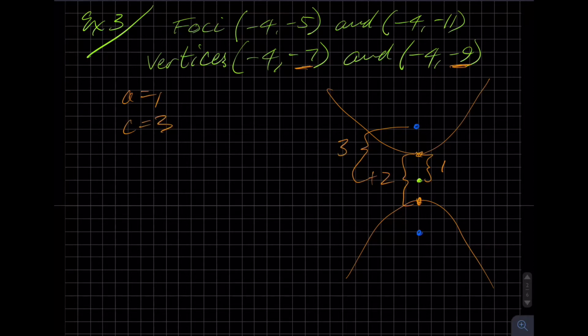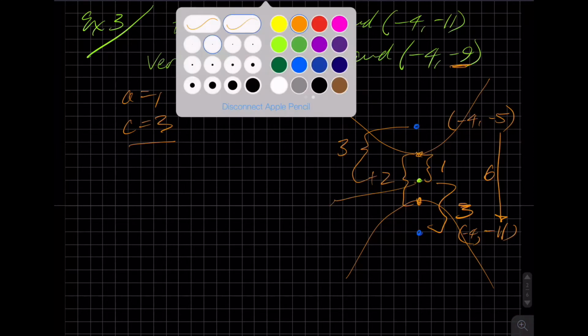My c value is equal to 3, because that's how I'm going to get this to have a -11, -4, and this guy up here to have -4, -5. That's just the distance of 6 units. So then I divide them by 2, and it's 3 and 3. So I'm going to use that information to find out what b is, and then also use it to find out what my center point is.